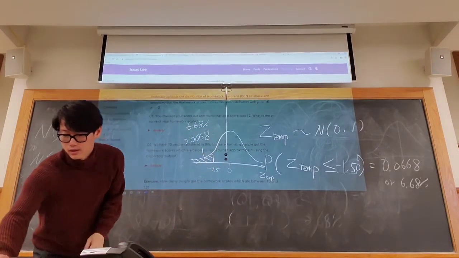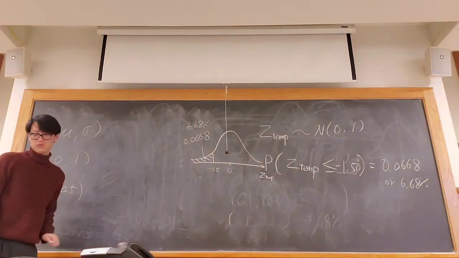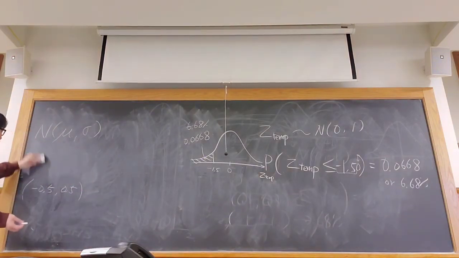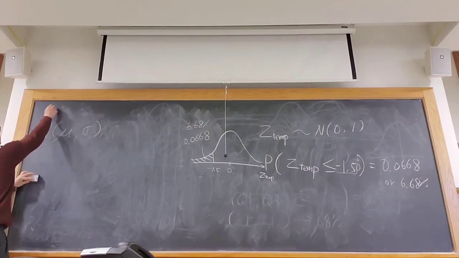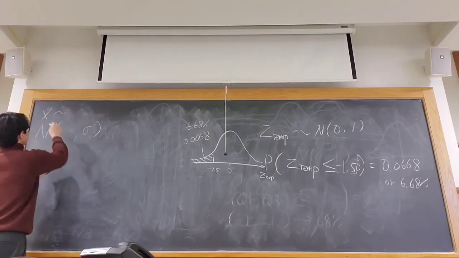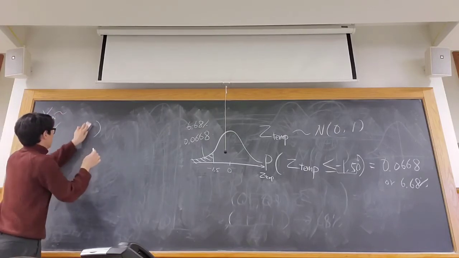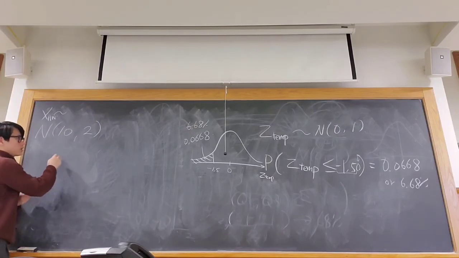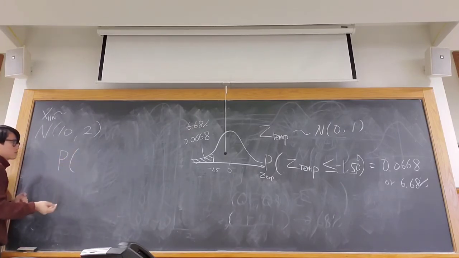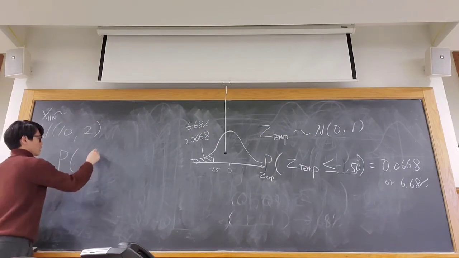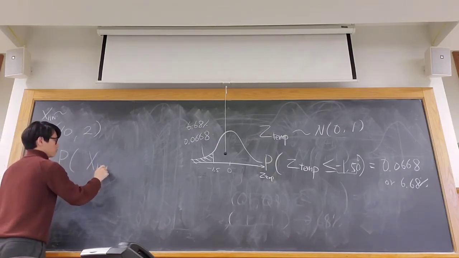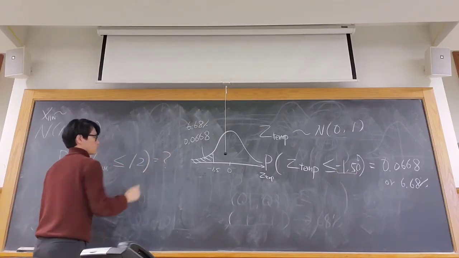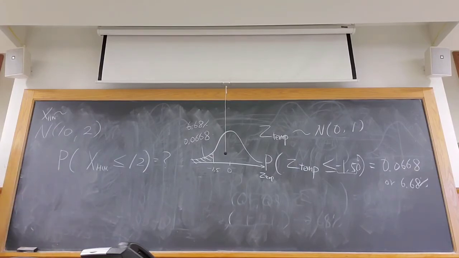So if I write it down, the thing that I want to calculate is this. Let's say this is the homework score, X, which follows a normal 10, 2. I know this information. And then what I want to calculate is the proportion corresponding to some random homework score being less than 12. Okay? This is my goal.